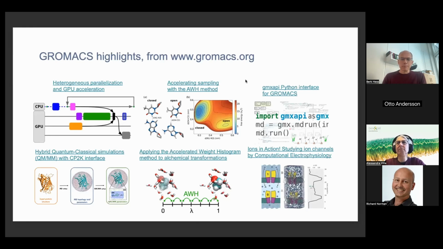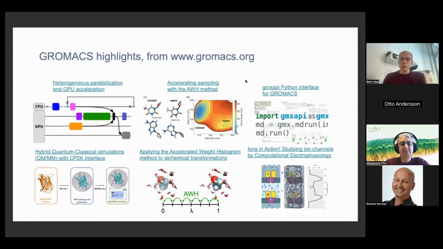Then there's the accelerated weight histogram method applied to alchemical transformations. Instead of running many independent simulations as you would do for thermodynamic integration or Bennett acceptance ratio, this method moves through lambda space dynamically. So in a single simulation you can sample all lambda states and compute the free energy profile along lambda and get the free energy difference that you're usually after.